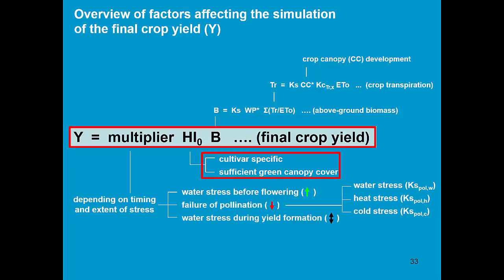And the multiplier can be larger or smaller than 1. It depends on the timing and on the extent of the stresses. Water stresses before flowering can result in an increase of the harvest index. Water stresses during flowering result in a failure of pollination and will decrease the harvest index, while water stresses during yield formation can increase or decrease the harvest index depending on the severity of the water stress.